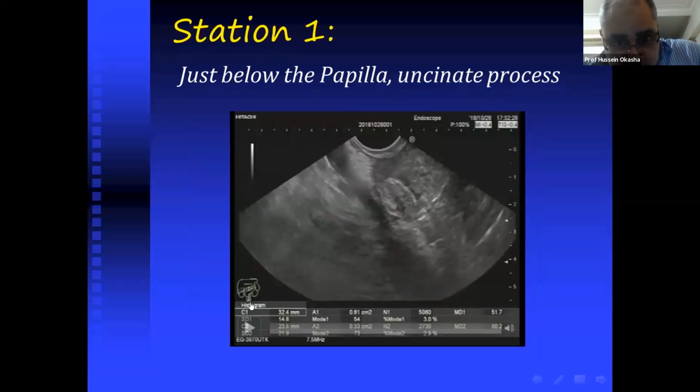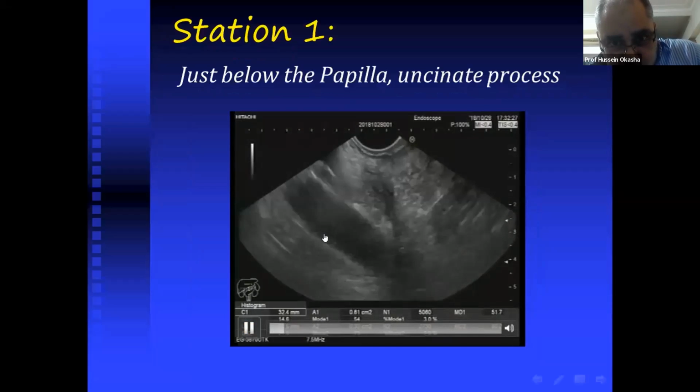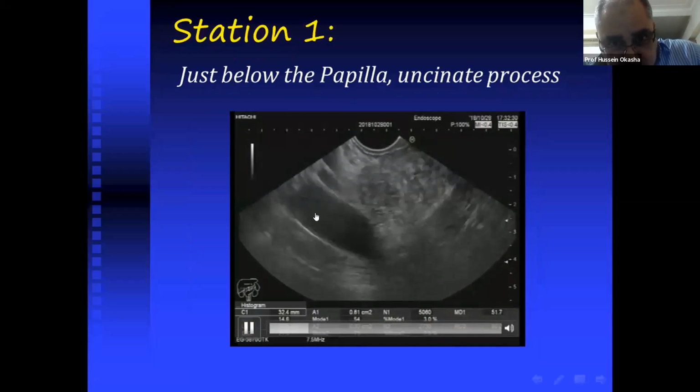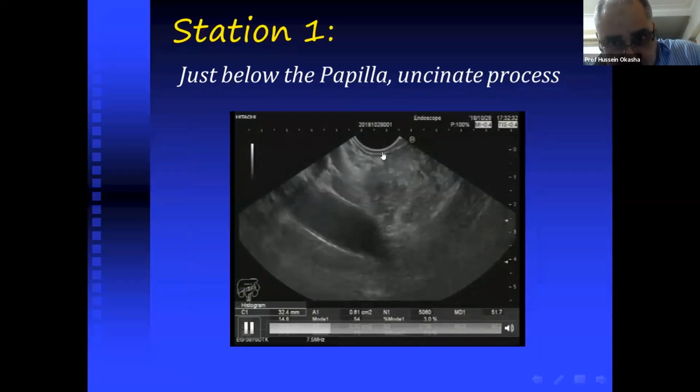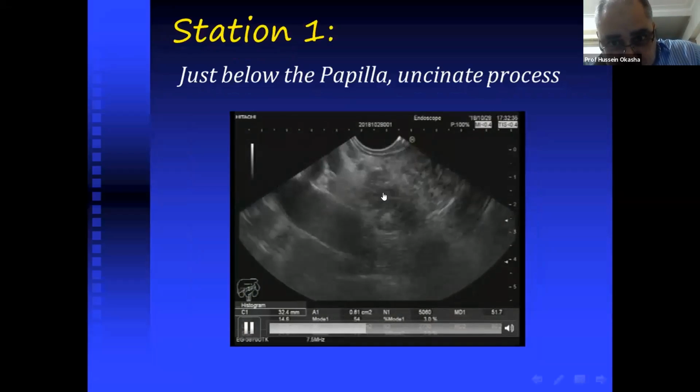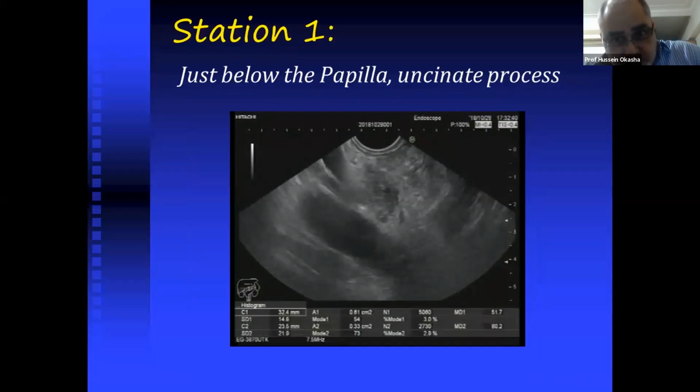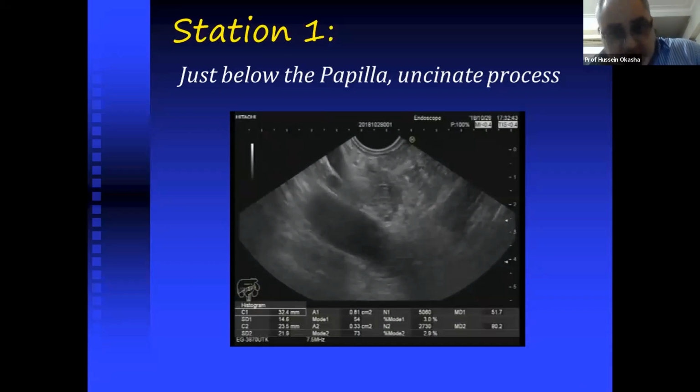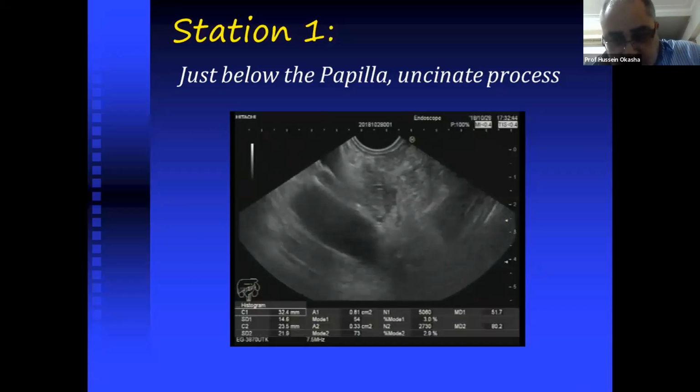So let us look at this short video. I am now just below the papilla. I will do upward deflection so I can locate the longitudinal abdominal aorta, and here this part of the pancreas at that level is the uncinate process of the pancreas. Uncinate process is very important because many tumors, especially ductal adenocarcinoma, may be located in the uncinate process.